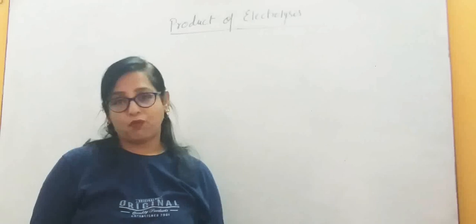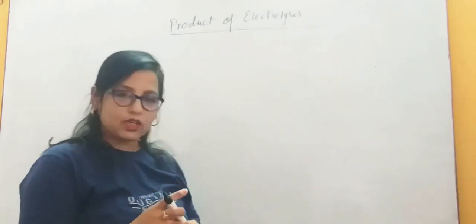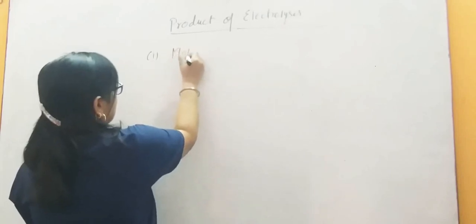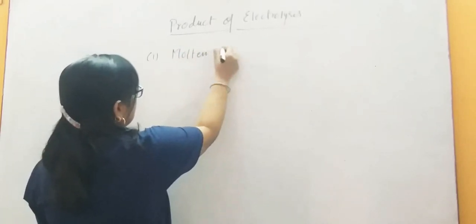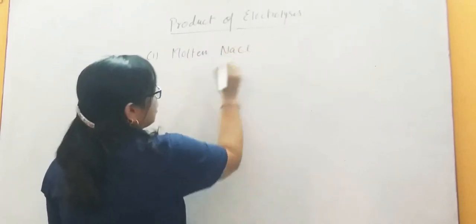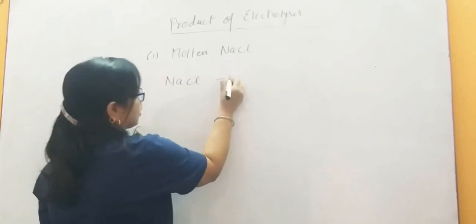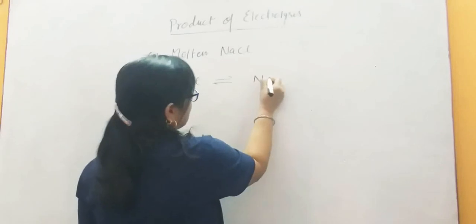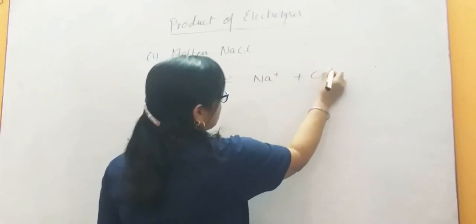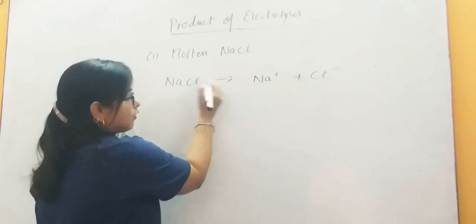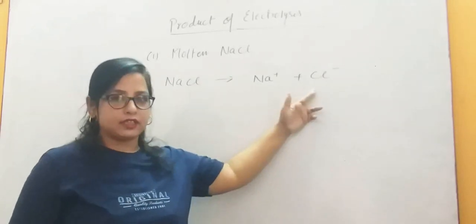Okay guys, so first I will explain the normal electrolysis of molten NaCl. Now you know that molten NaCl contains sodium and chloride ions, or we can write it as a single arrow reaction. Sodium and chloride ions are formed.